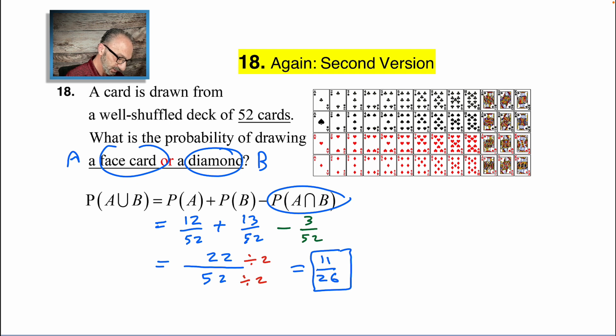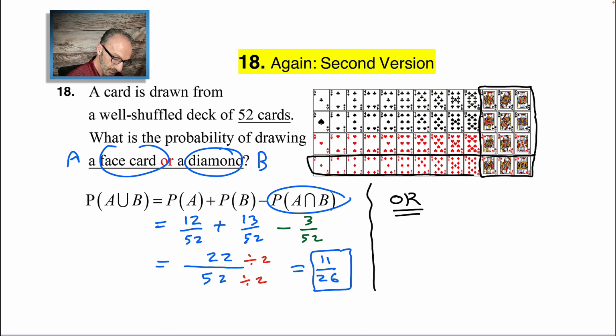So I could do this in a different way. Since I see the picture, we're looking at face cards or diamonds. Those are the face cards, and those are the diamonds. Since I have it, when I count the lower part to the right, I do a double count. That's the idea of subtracting the set in the intersection.